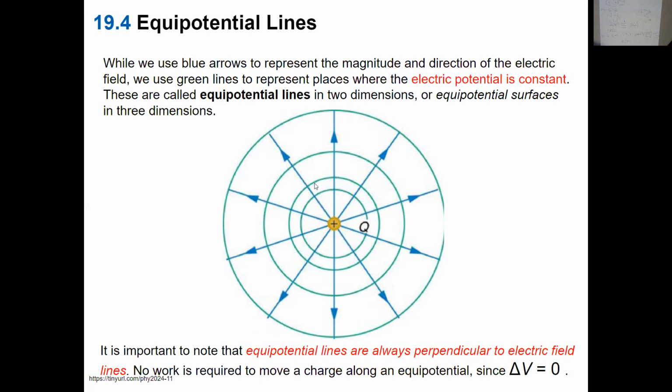Similarly, this green circle is another equipotential line, and this one and this one go further out. The blue lines with arrows indicate the electric field lines.